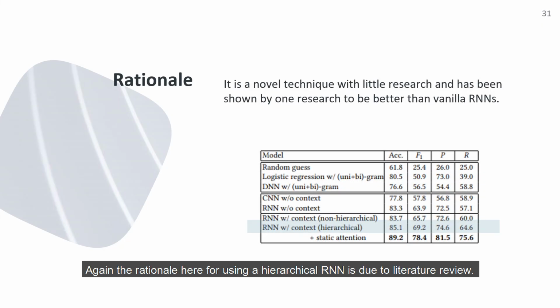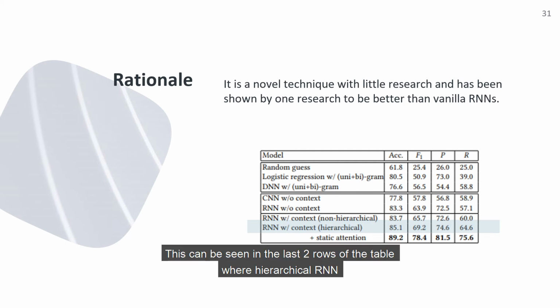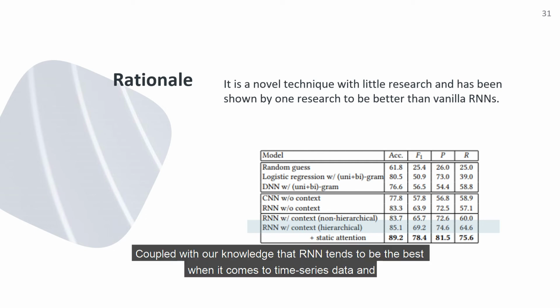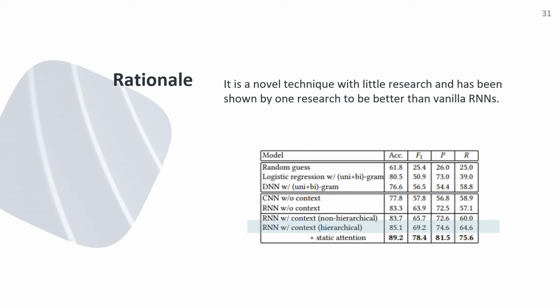Again, the rationale here for using a hierarchical RNN is due to literature review. Zhao et al. showed that hierarchical RNNs outperform their non-hierarchical counterparts. This can be seen in the last 2 rows of the table, where hierarchical RNN shows a better performance across accuracy, F1 score, precision, and recall. Coupled with our knowledge that RNN tends to be the best when it comes to time series data, and LSTM performs better than most other forms of RNNs, we opted to try out a hierarchical LSTM structure.